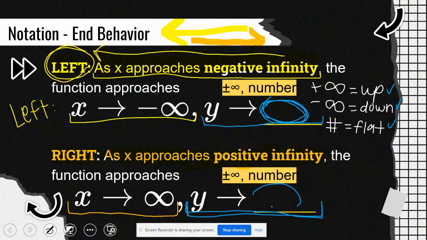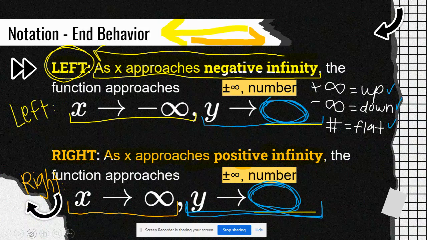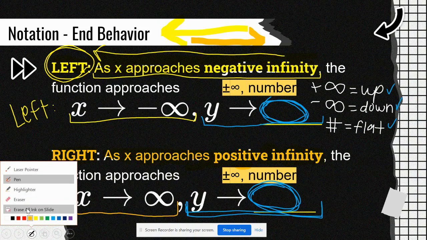And again, we're just going to fill in this blank with either positive infinity if it's pointing upwards, negative infinity if it's pointing down, or a number if it's kind of flattening out on the right. So the left end behavior will always have negative infinity, and the right end behavior will always have positive infinity next to the x. Let's jump into an example and start describing it in words, but then also using our fancy mathematical notation so you can kind of see what we mean.